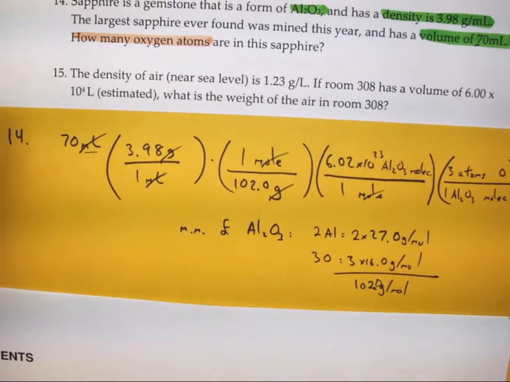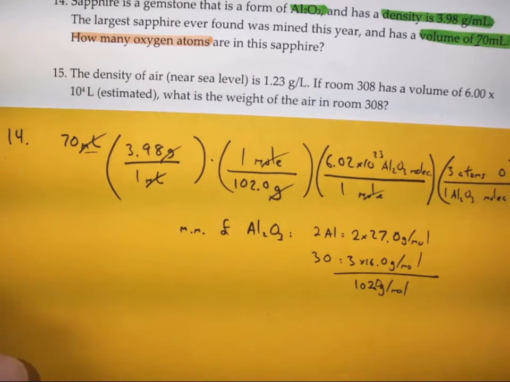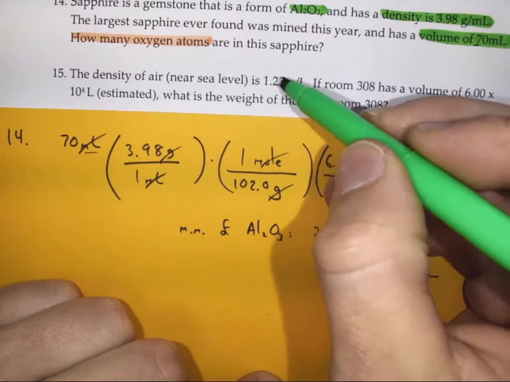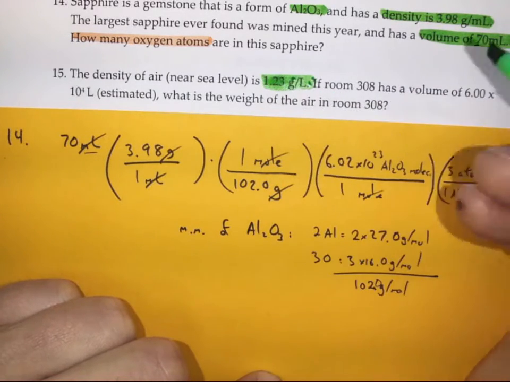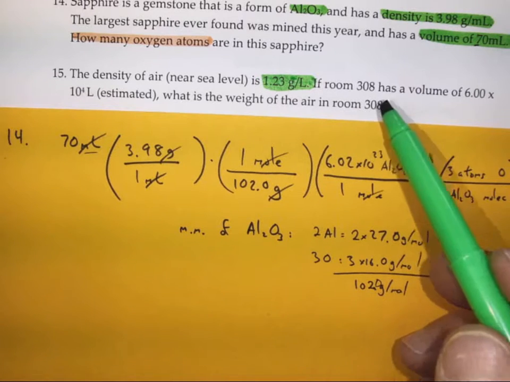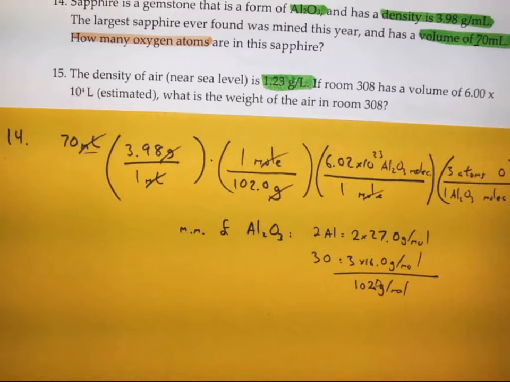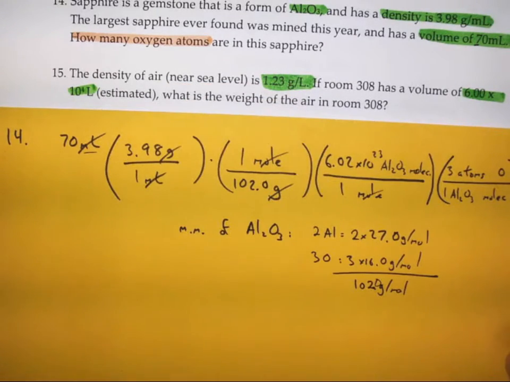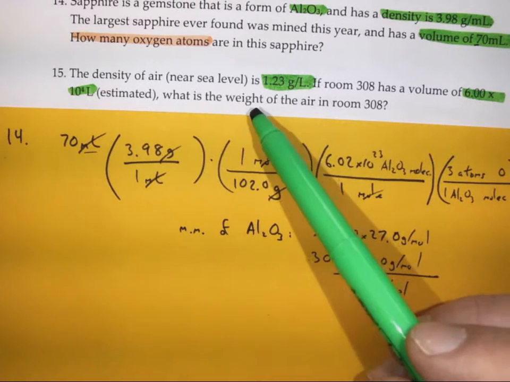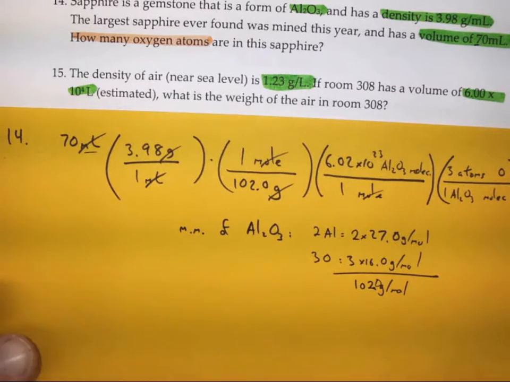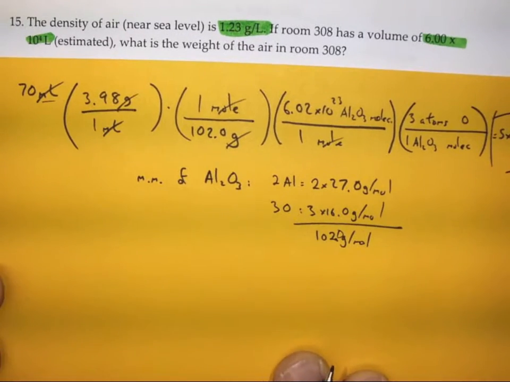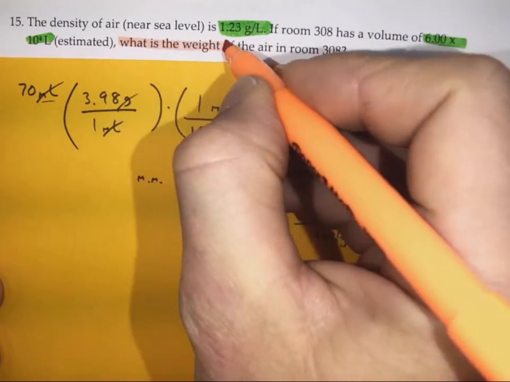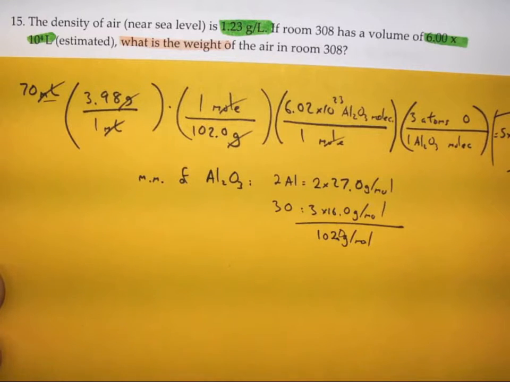The density of air near sea level is about 1.23 grams for every liter of air. That's about true. All right. And room 308 has a volume of about 6.00 times 10 to the 4 liters. And I didn't measure that. I reasoned it when I was at home, but I think it's somewhere in the ballpark. So we can find a ballpark value for the weight of air in room 308. Oh, and so we want what is the weight, or in other words, what is the mass of the air?